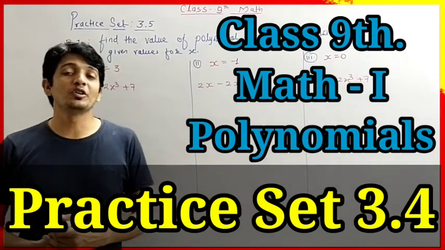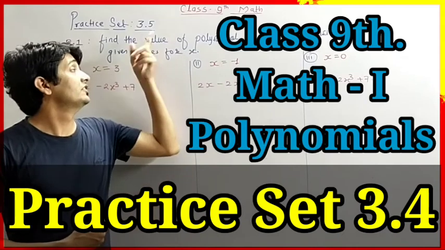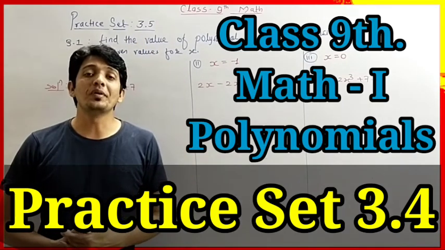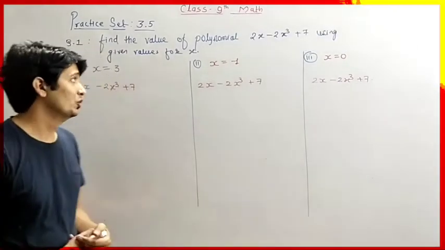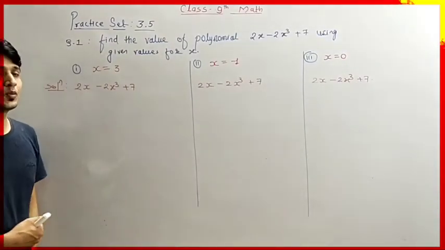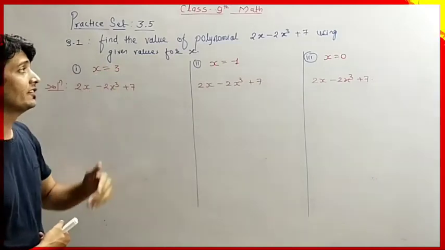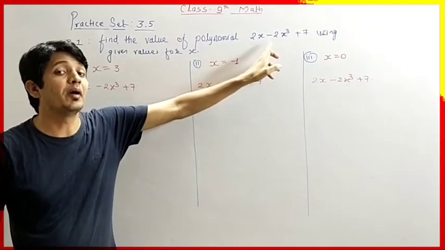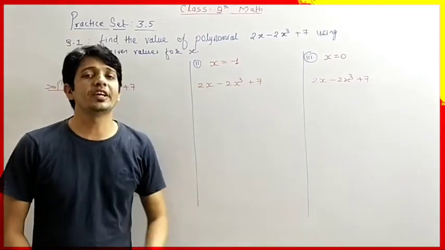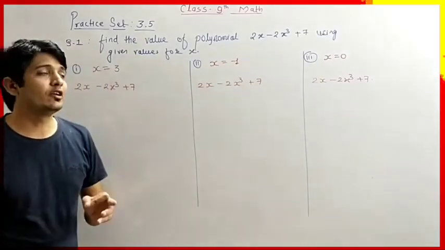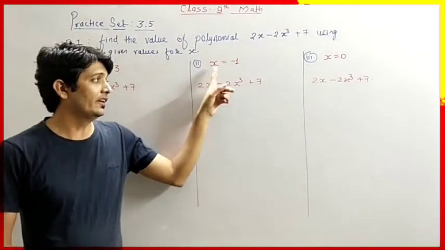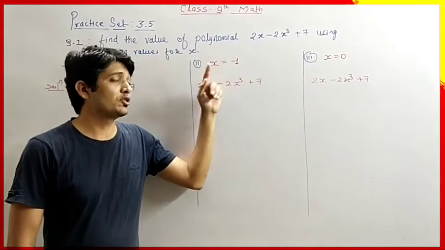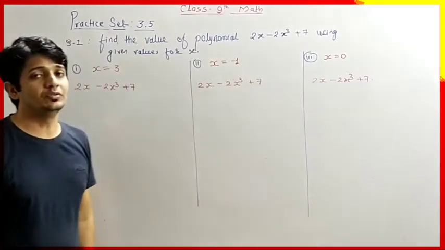So today we are going to solve practice set 3.5. It is part of your polynomial chapter. We are going to solve the first problem. The first problem says find the value of the polynomial 2x minus 2x cube plus 7 by using the values of x given here: x equals 3, x equals minus 1 and x equals 0.